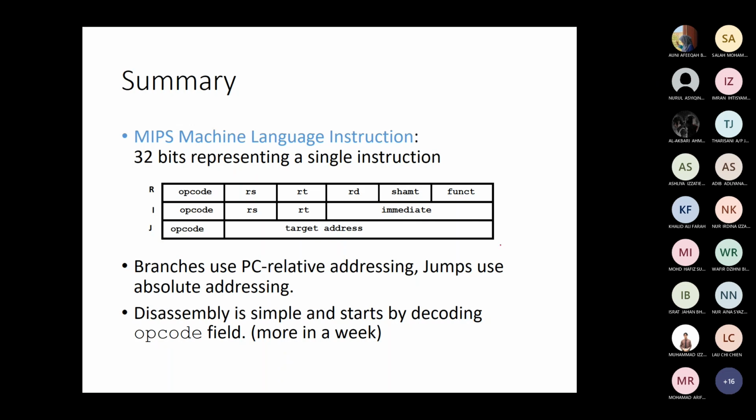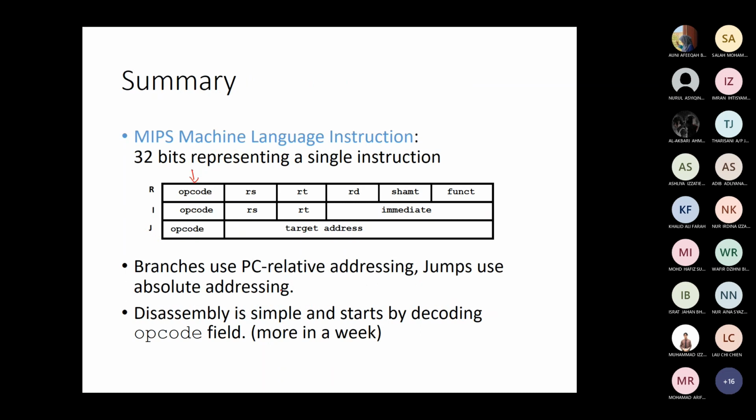So in summary, MIPS can be represented in 3 formats: R, I, and J. If we divide it into certain fields, you can see the differences and also the similarities. Only the opcode remains, whereas the others become different. Branches use PC-relative addressing, while jump uses absolute addressing. So the disassembly is simple and starts by decoding the opcode field.